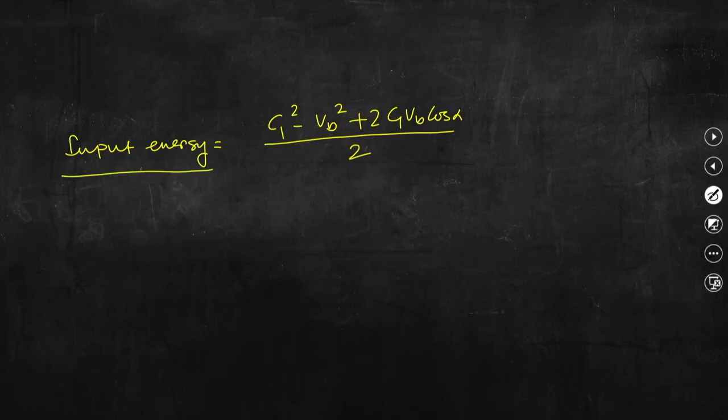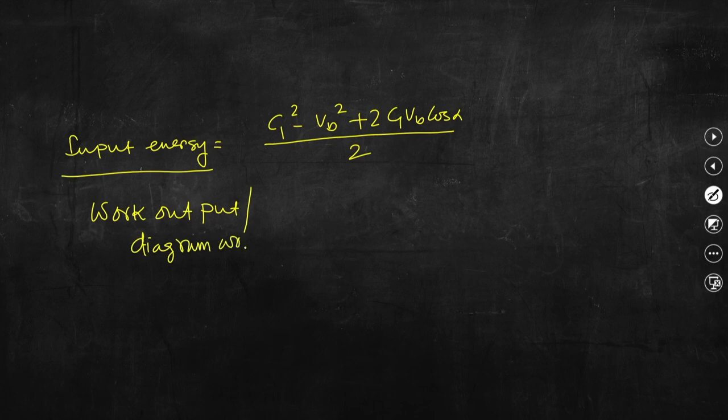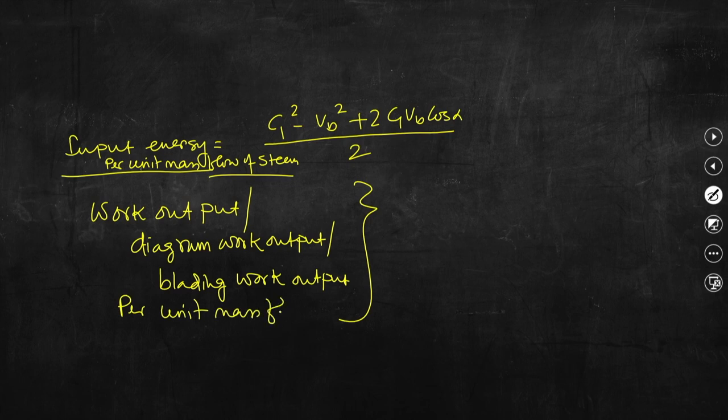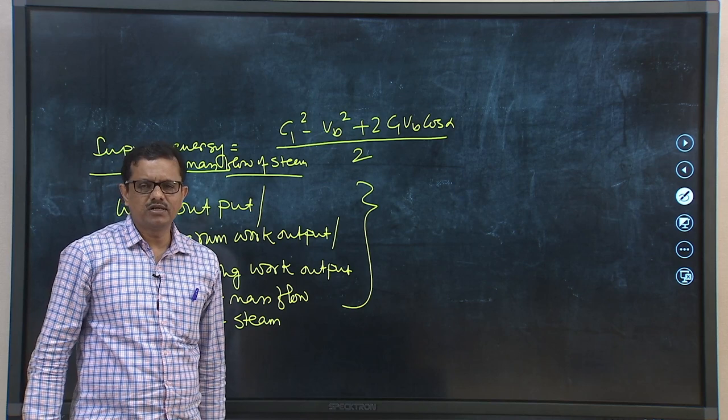Now, this is the input energy per unit mass flow of steam, and at the cost of this input energy we are getting the work output, the diagram work output or blading work output. This work output is also per unit mass flow of steam, because while you are trying to estimate the efficiency, the unit will remain the same.